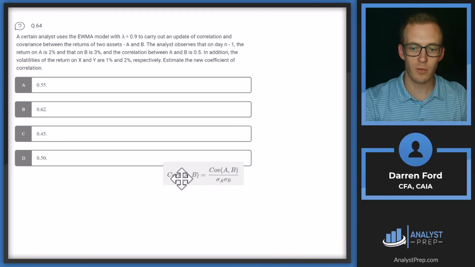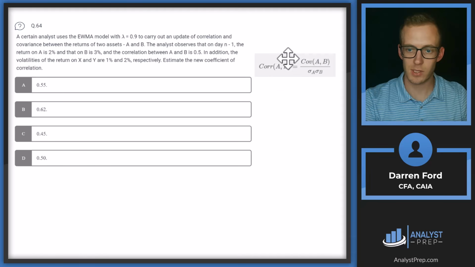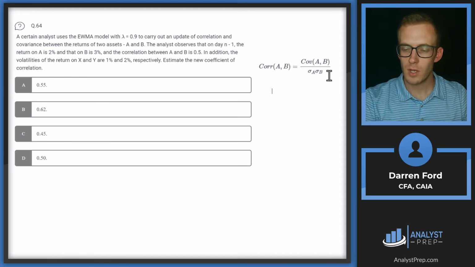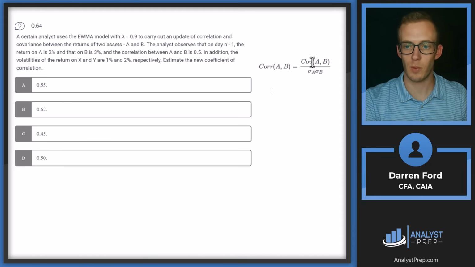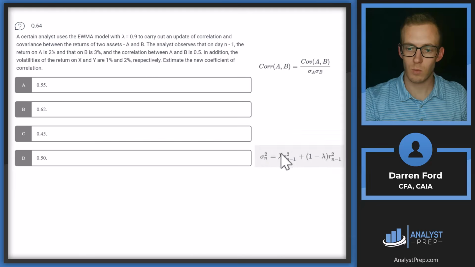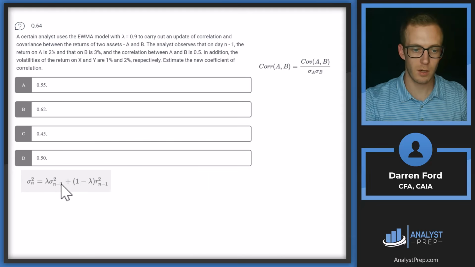So our final formula that we're going to need to reference here is the correlation formula, which is going to be equal to the covariance of A and B divided by the standard deviation of A times the standard deviation of B. So these are the three numbers that we need to solve for in order to estimate that new coefficient. We're going to be taking the new information given in here, and then eventually we'll have these three numbers and be able to plug that in.